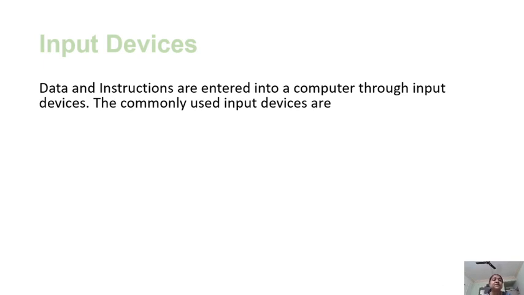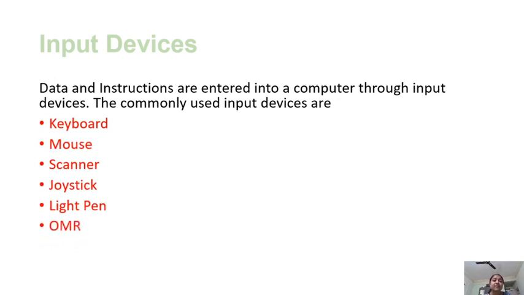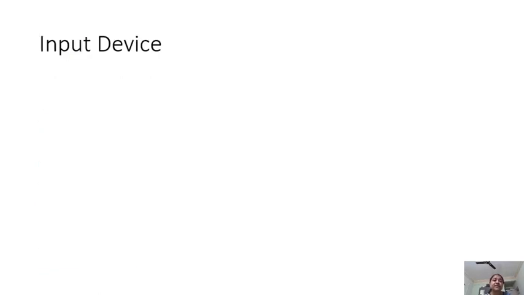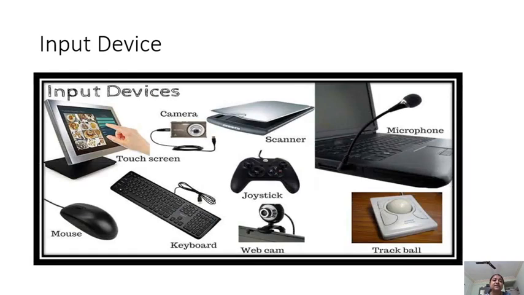Input devices. Data and instructions are entered into a computer through input devices. The commonly used input devices are keyboard, mouse, scanner, joystick, light pen, OMR, web camera. This picture shows input devices like touchscreen, camera, scanner, microphone, trackball, webcam, keyboard, mouse, through which we input the data, and the data is processed through CPU and we get the output.